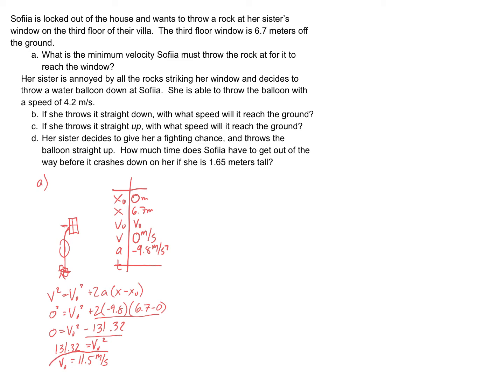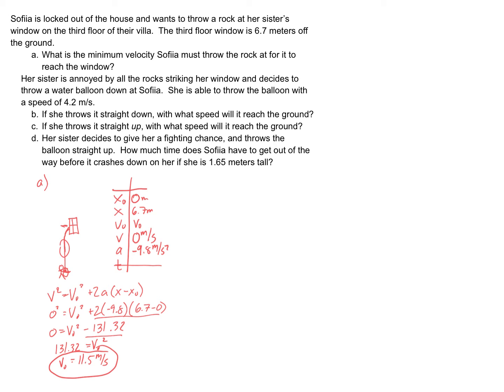So she's got to throw it at a decent speed in order to get it to just barely reach the window. Now, she can throw it harder than that. If she throws it harder than that, it'll make it to the window. It's just it'll have a little bit higher speed when it gets there. Throw it too hard, you could break the window. So that's why we're looking for a minimum speed. All right, so that's letter A. Letter A isn't too bad.